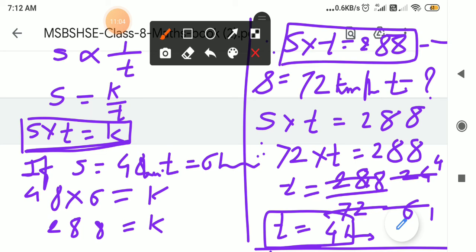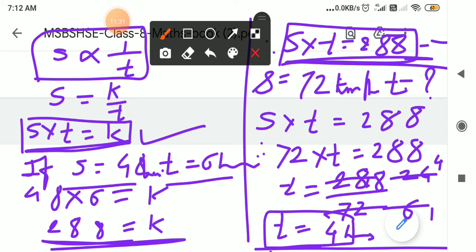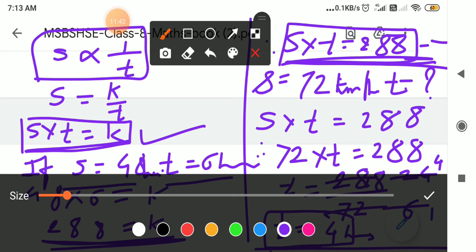So in this way, whenever you are solving the example, at first step just write it's an inverse variation, remove the direct variation sign, and put here constant k. Using the two values of both quantities that are given, first of all find the constant k. By using constant k, make the equation of variation, and then if s is given you can find t, and if time is given you can find the speed.